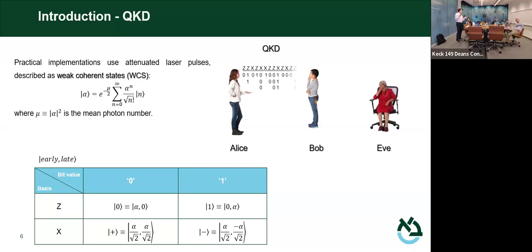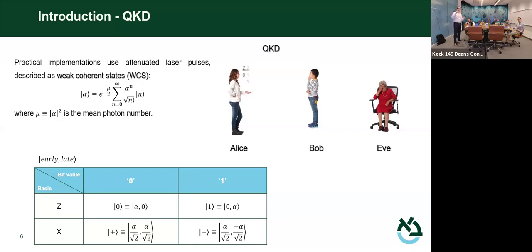So if we're using weak coherent states for our communication, for our time-bin encoded QKD, the Z basis and X basis states will look as you can see here in the table. Having a coherent state alpha in the early time bin or the late time bin will be the 0 and 1 states in the Z basis. And for the X basis, you don't get cat states, superpositions of coherent states. What you get is just a coherent state in both the early and late time bins, but with a plus or minus phase. That will be the X basis states. And it works.